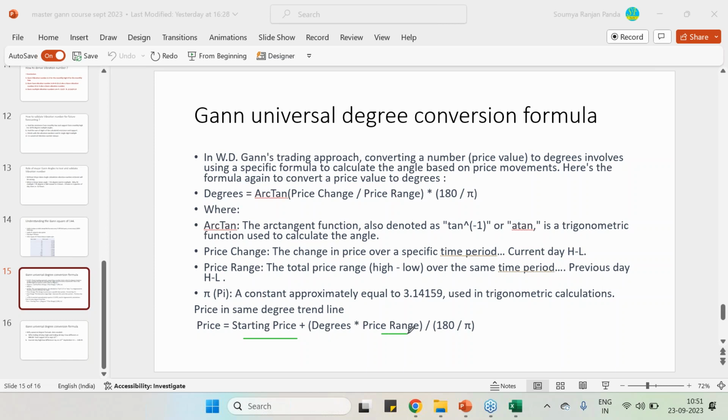What is that price range? That particular day, what is the price change? That particular week, what is the price change? Divided by 180 by pi. Same way, if you subtract, you will get the supports. So more on that tomorrow we will discuss.